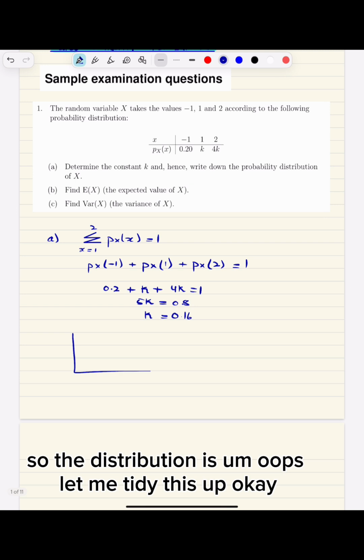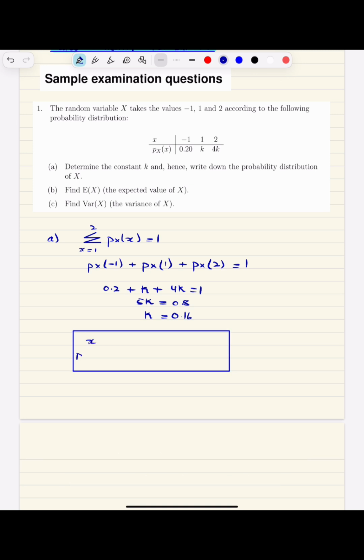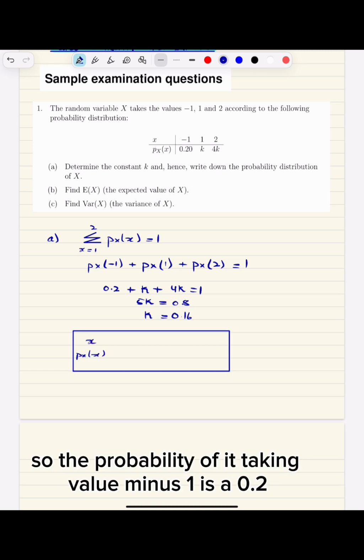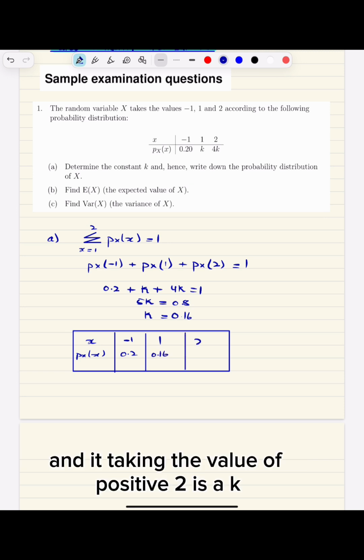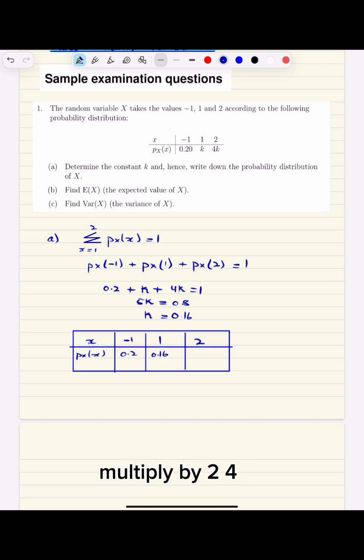So the distribution is, let me tidy this up. The probability of it taking value -1 is 0.2. It taking value positive 1 is 0.16. And it taking the value of positive 2 is k multiplied by 4, which is 0.64.